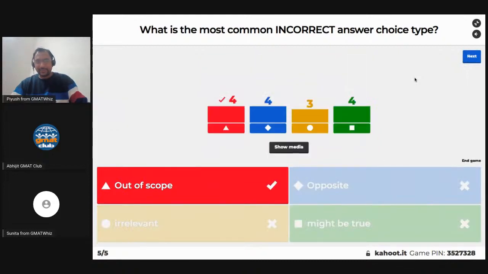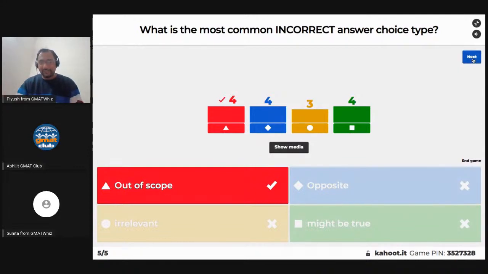Okay, so I still see 15 responses. All of you have gone for all different types of options, but out of scope is the correct answer. So again, these are different terminologies that we use. Sunita ma'am is going to take you through these terminologies as we go through the questions in CR. But those of you who have solved a lot of CR questions will know that out of scope is the most common error type on CR questions. This is the most common trap that GMAT sets for you. And if you understand how to avoid out of scope questions, you're done. And we're going to tell you how to avoid out of scope questions as well.